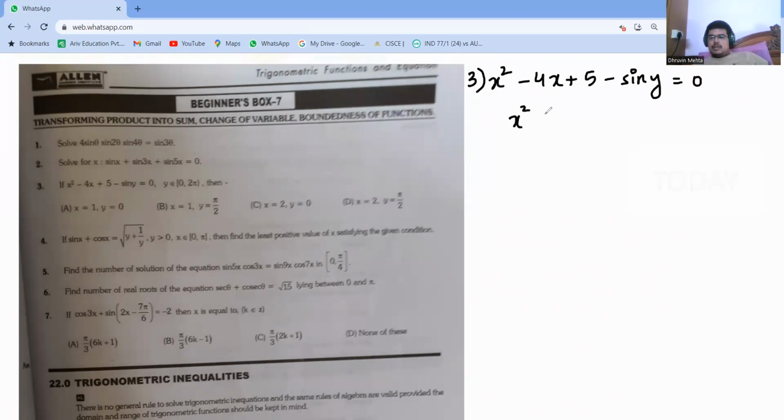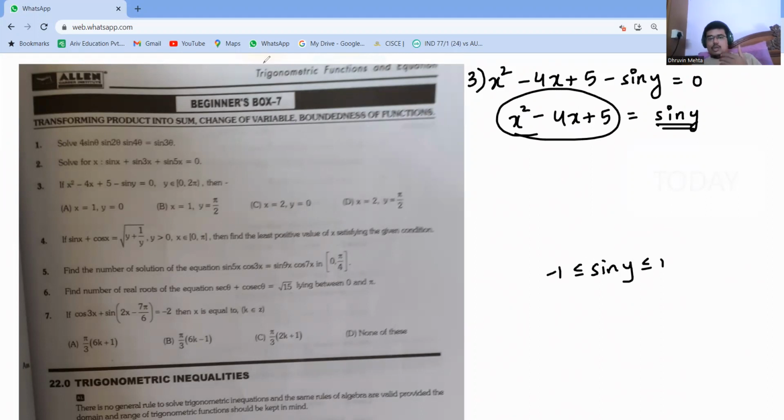So see, we have x square minus 4x plus 5 is equal to sine y. To proceed further, we should understand this x square minus 4x plus 5 a bit. We should know what is the minimum value and the maximum value of x square minus 4x plus 5, because then we can compare the values. We know that sine y will 100% be between minus 1 and 1. So now you have to think, how will you find the maximum and the minimum value of this x square minus 4x plus 5?